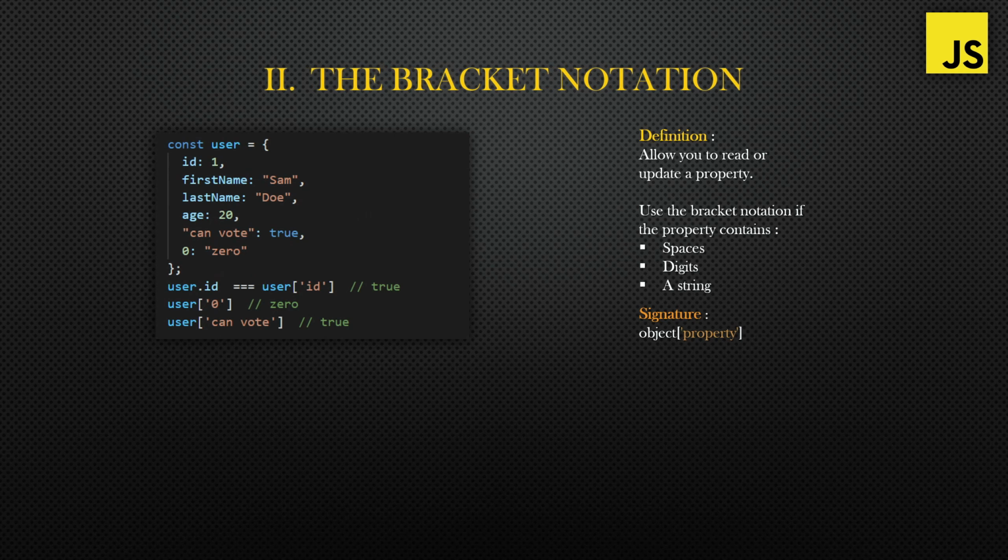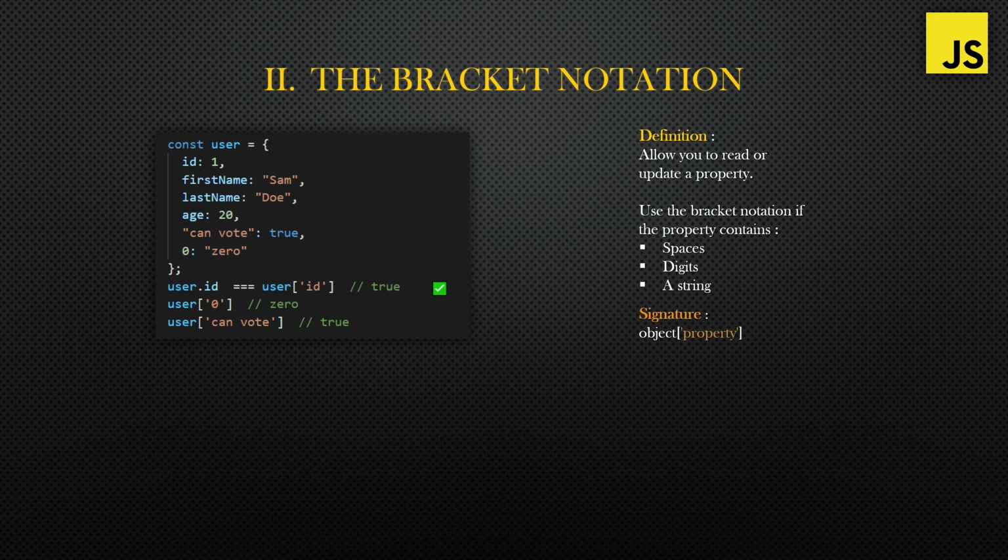The second method is the bracket notation. You should use the bracket notation if the property contains spaces, digits, or a string. The signature is object, between brackets, between quotes, property. And it's perfectly fine if you use user.id or user between brackets between quotes "id". But if you have the choice, you should opt for the first possibility since it's easier to use user.id.